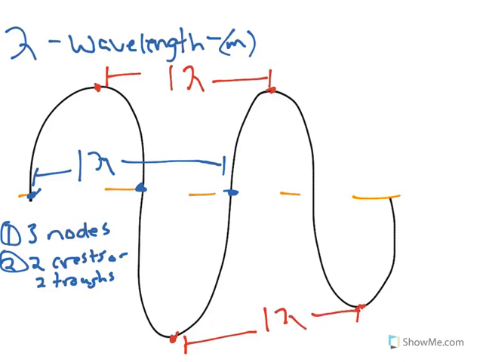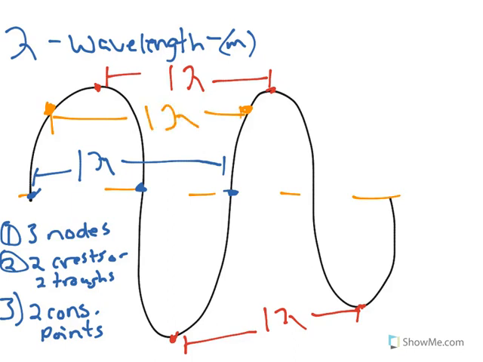And then last but not least, the third way is 2 consecutive points can equal a wavelength. So if we wanted to go from here to here, both of these, notice, are going up and over, and so we know that that is 2 consecutive points, and that is also a wavelength. Okay? So that's wavelength. Then we have 2 other terms.